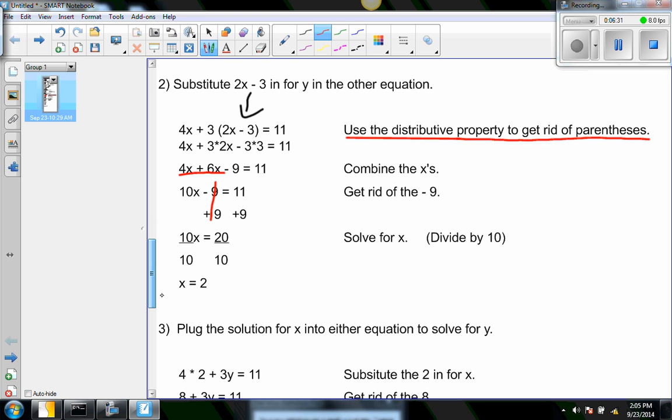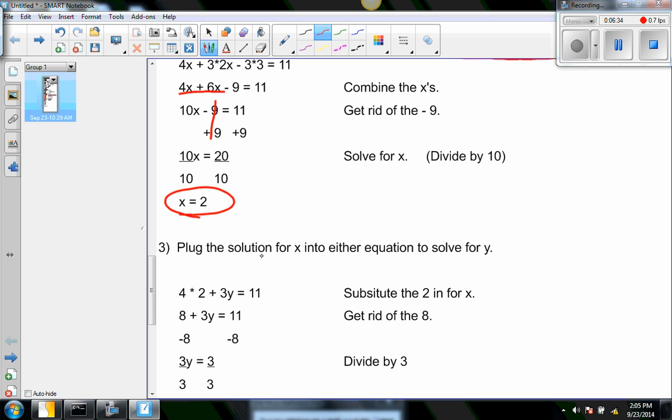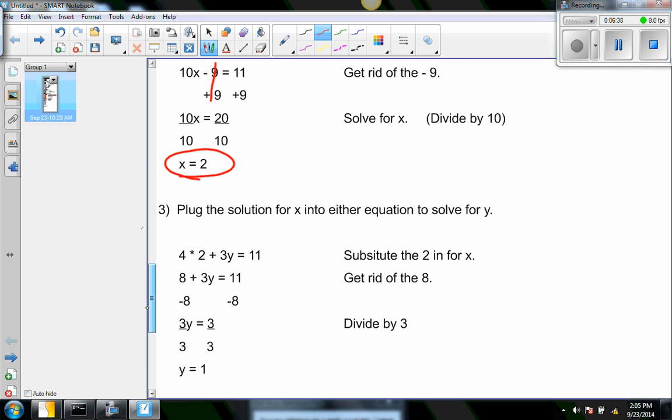Once you have it solved for x right here, you can plug that into either equation. So here we go. My original equation said 4x plus 3y equals 11. So I'm going to plug my 2 in for x. 4 times 2 is 8, plus my 3y equals 11. I need to get rid of the 8, so 8 minus 8, 11 minus 8 is 3. Bring the 3y down, 3y equals 3. Divide by 3 to get rid of the 3, which leaves me with y equals 1.